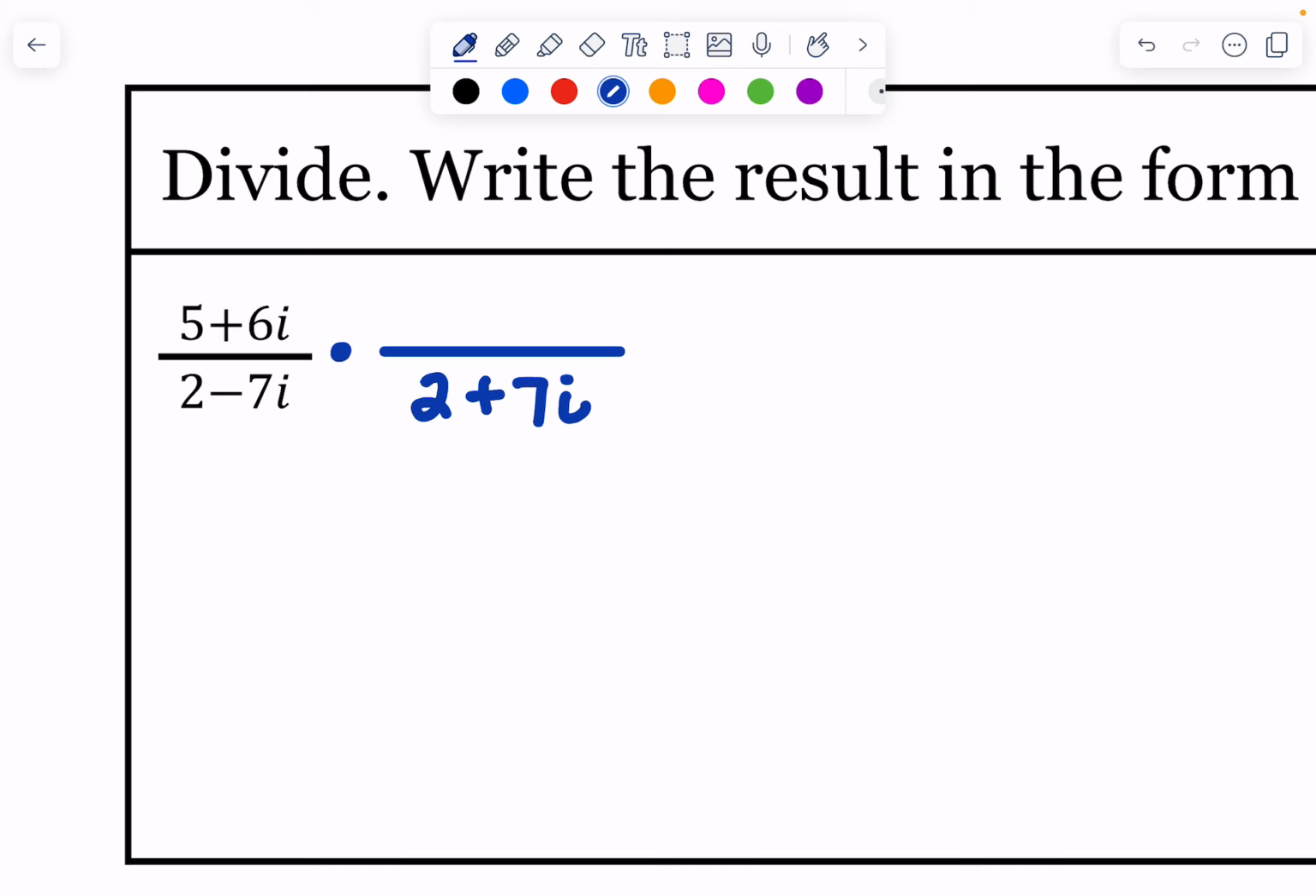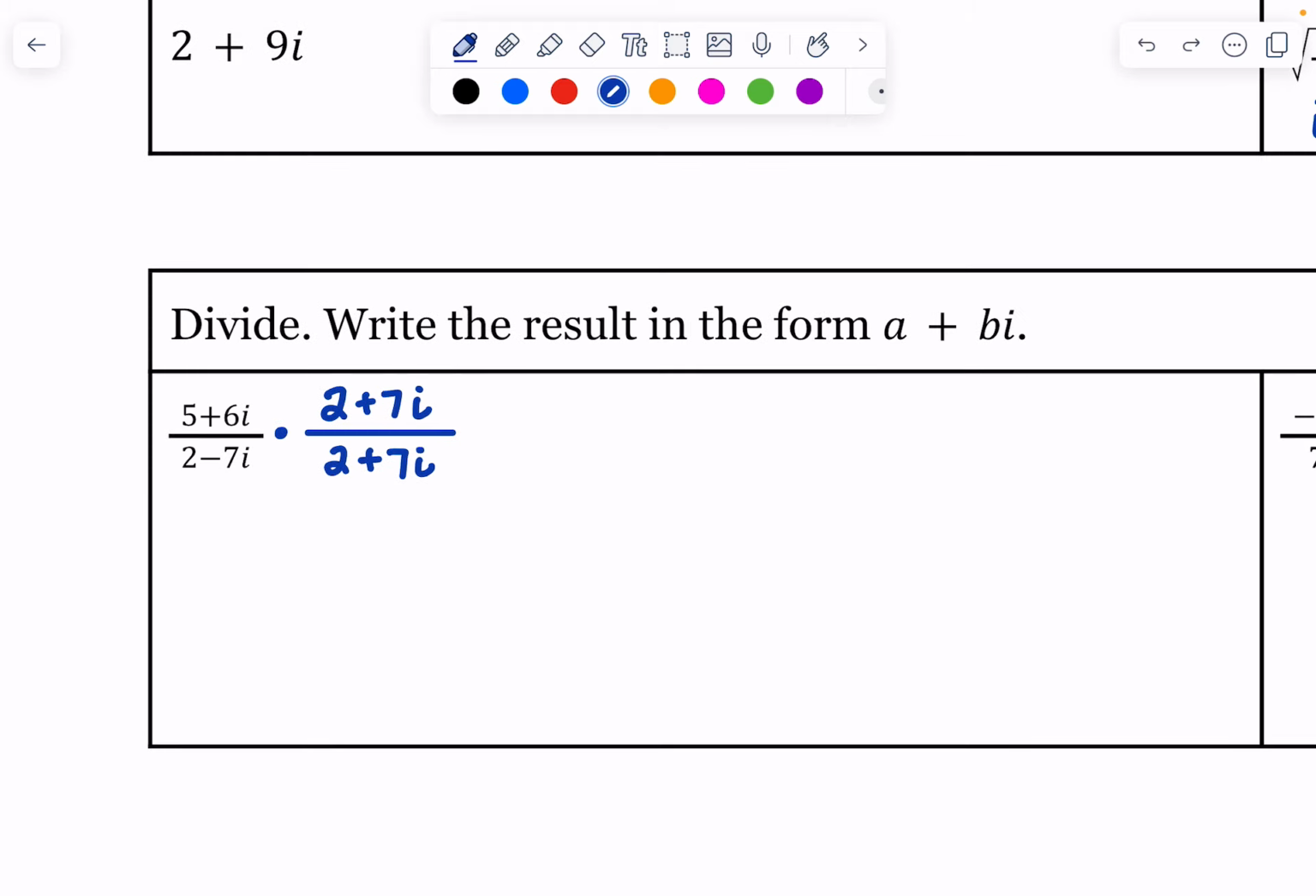We do not want to change the original problem, so we need to multiply 2 plus 7i on the top as well, because this fraction is equal to 1, so that wouldn't change anything. And then we're going to do a bunch of distributing. I'm not going to draw the arrows because it'll get really messy. On top, 5 times 2 is 10. 5 times 7i is 35i. 6i times 2 is 12i. 6i times 7i would be plus 42i squared.